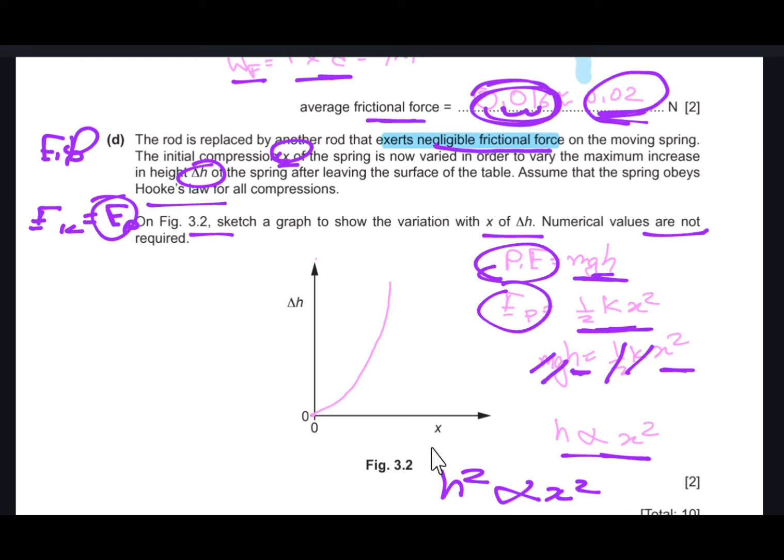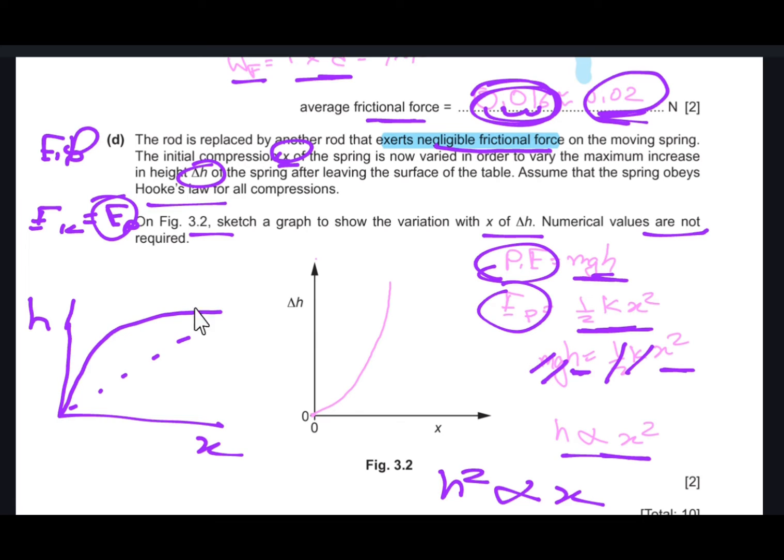And if instead height squared is directly proportional to extension, that is just the extension and not the extension squared, the graph of height against extension would look like this, as it is a square. So instead of being a straight line, the graph would slightly tilt towards the height axis, that is this axis, and the graph would look like this.